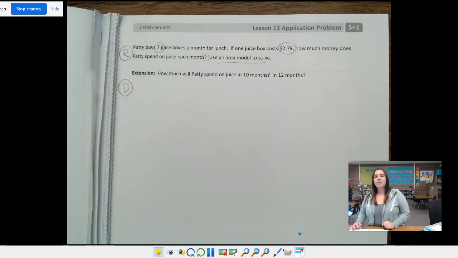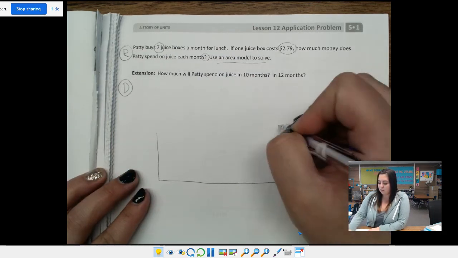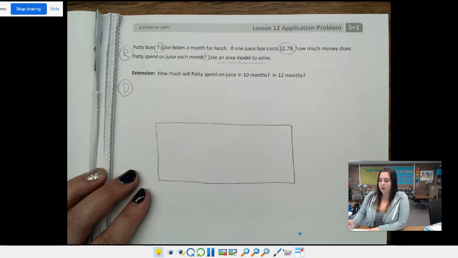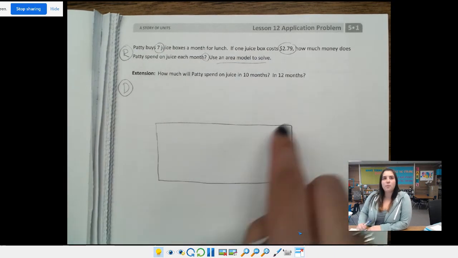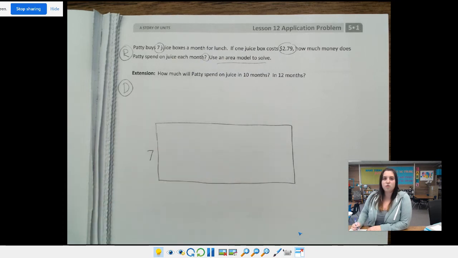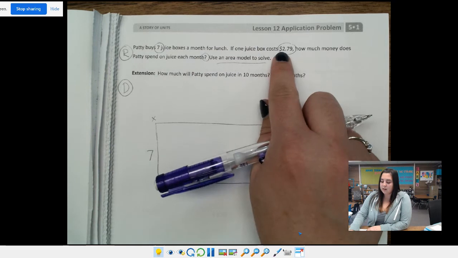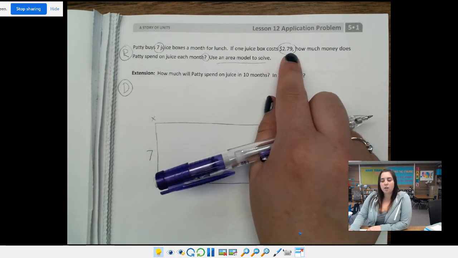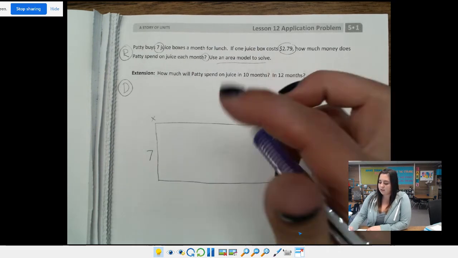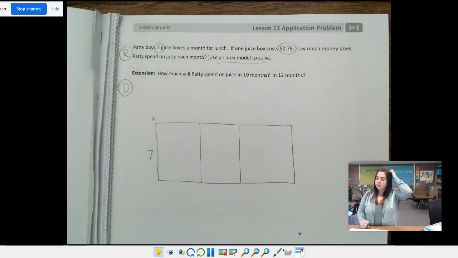Okay, let's do it together now that you're done solving. So the area model is where I have this big box, and on the outside I'm writing what I'm multiplying. So on the short side I'm going to do my 7 juice boxes, and we are multiplying it by each digit in the price. So there are 3 digits. I'm going to separate this into 3 sections.